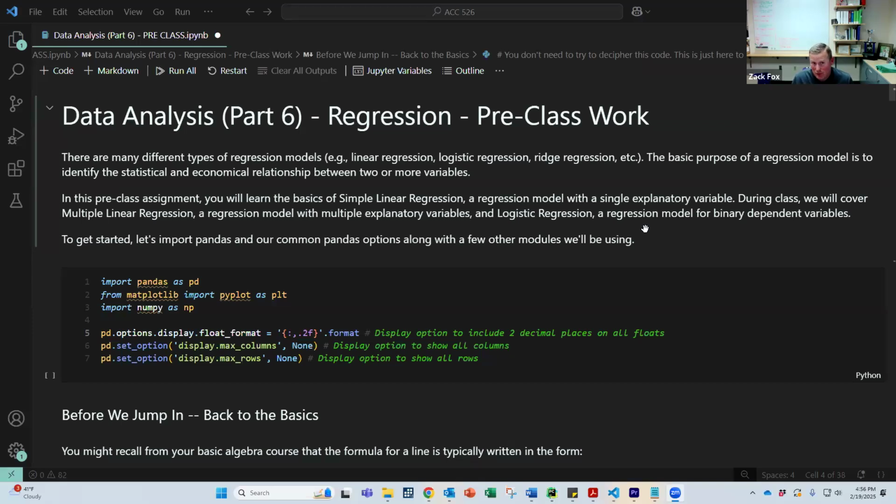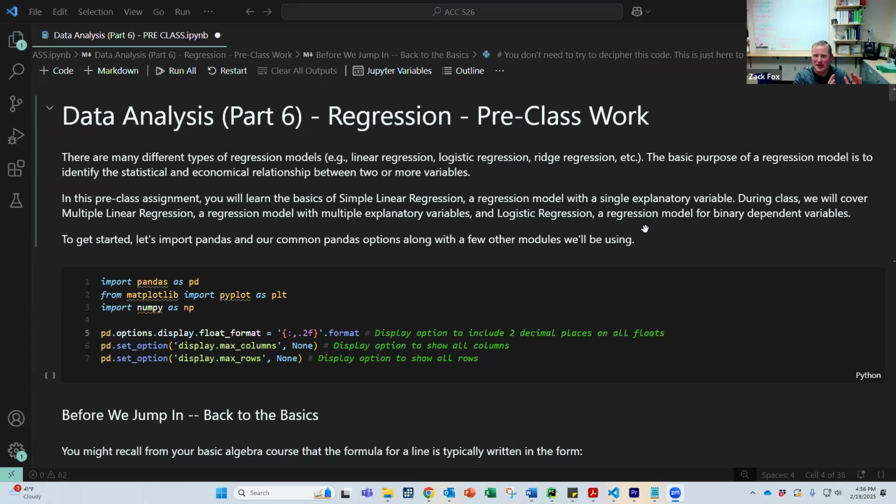So there are many different types of regression models that we can potentially work with. Some of these examples include a linear regression, a logistic regression, and a ridge regression. There are others beyond that. The primary two that we're going to be working with in this class are linear regression and logistic regression. The basic purpose of any regression model is to identify a statistical and economical relationship between two or more variables. In this assignment, we're just going to learn the basics of a simple linear regression, which is a regression model with only one explanatory variable.